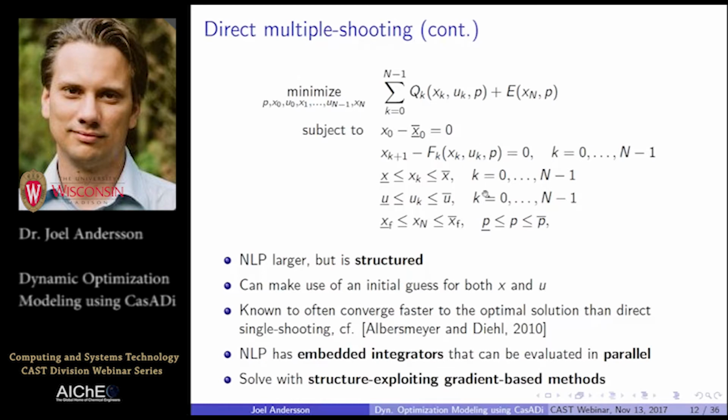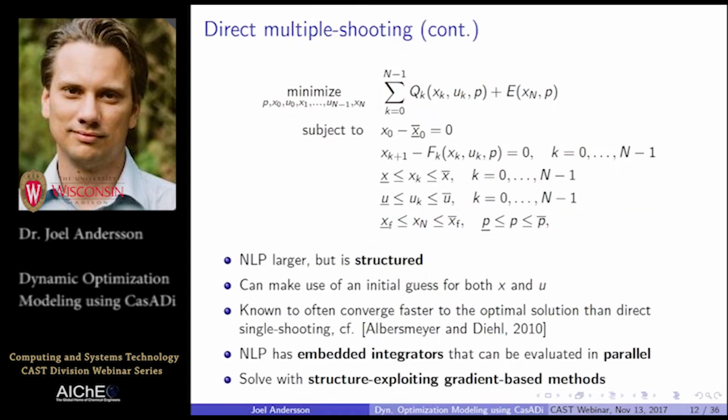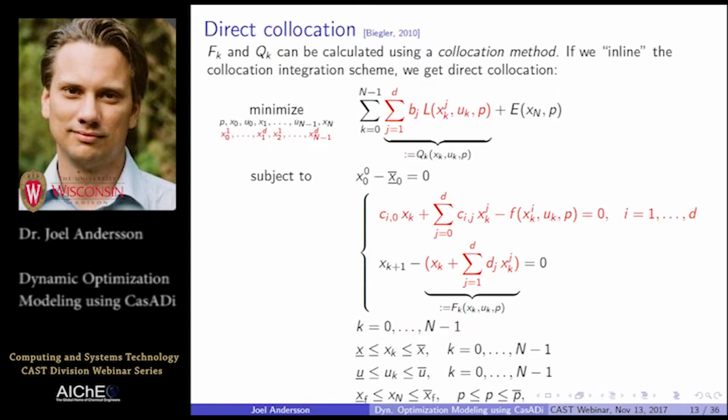Right. So how do we solve this problem? The state of the art is to write customized or tailored structure-exploiting SQP methods for this, or structure-exploiting gradient-based methods. All right. So that's direct multiple shooting. The third method I want to mention, just very briefly, is direct collocation methods.